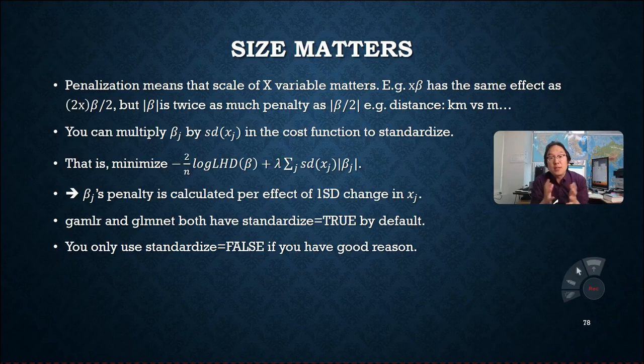So is there any way we can neutralize this? You can multiply beta j by the standard deviation of the explanatory variable xj in the cost function to standardize. That is, minimize this. The cost function now looks a little bit different. It's LASSO, but multiplied by the standard deviation of your explanatory variable. It's a standardized regression setting. Beta j's penalty is calculated per effect of one standard deviation change in xj. GLMNet and GAMLR both have standardize true by default. You only use standardize false if you have good reason, so make it your habit to use this one. That's the issue over here.